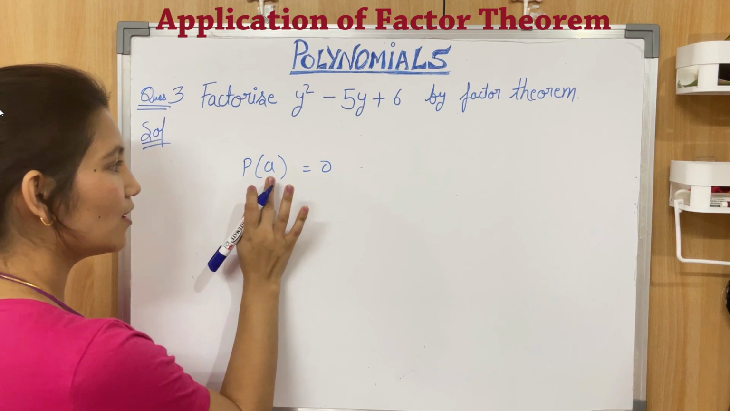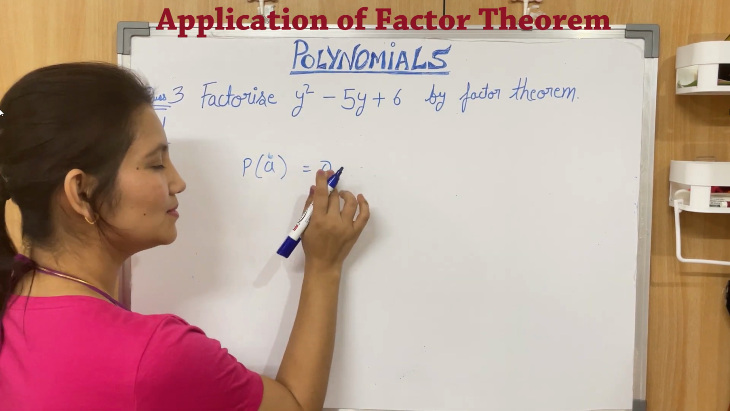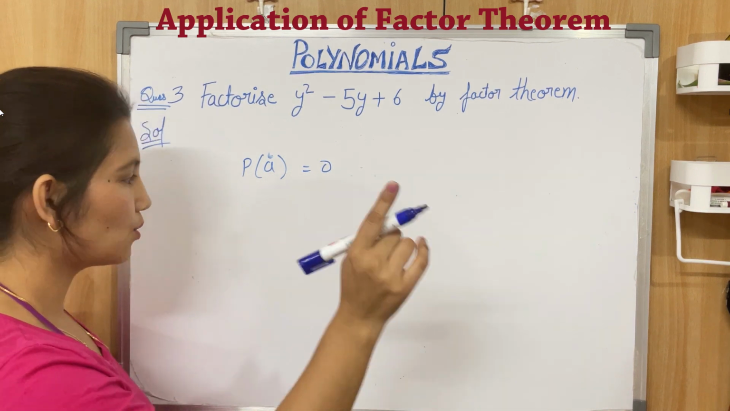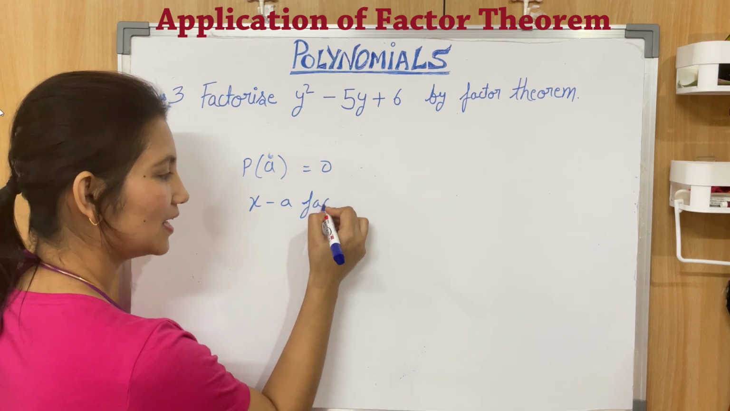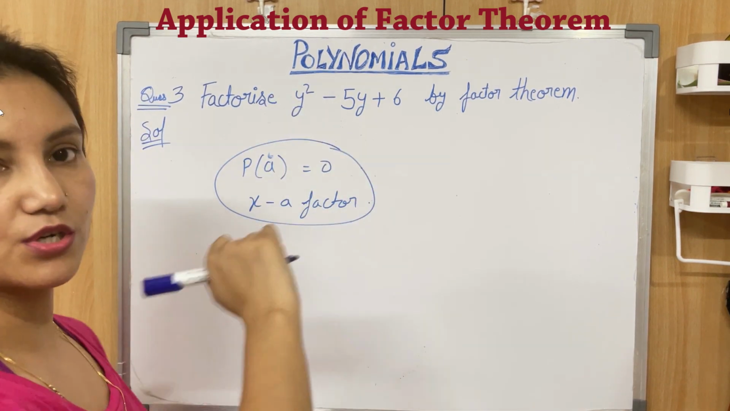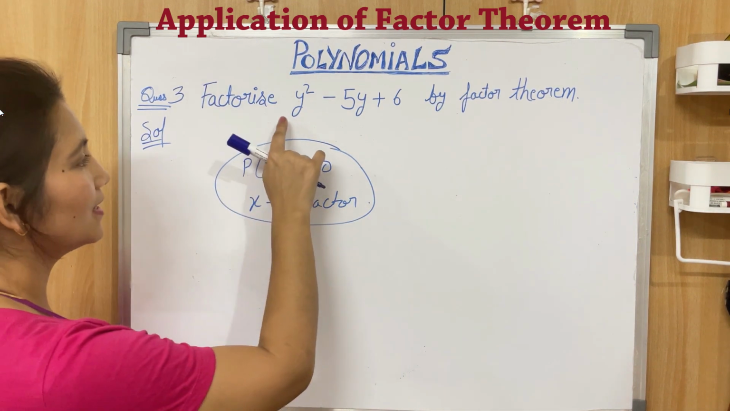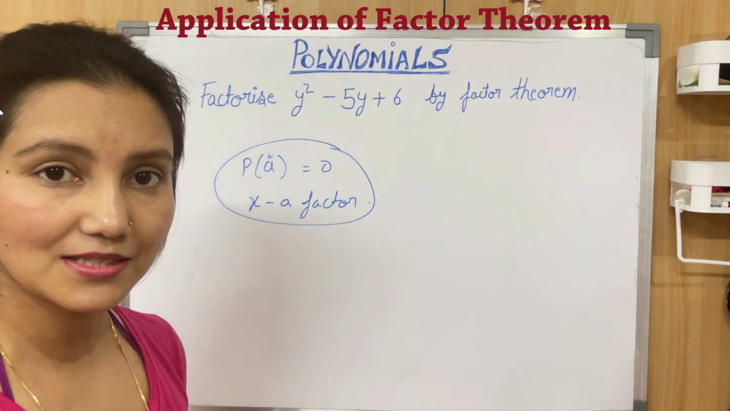Okay, if p of a is 0, you replace x with any value and that comes out to be 0. If that is 0, then x minus a will be a factor. Clear? So this is what we have to make use of in this question. We will use the hit and trial method here.